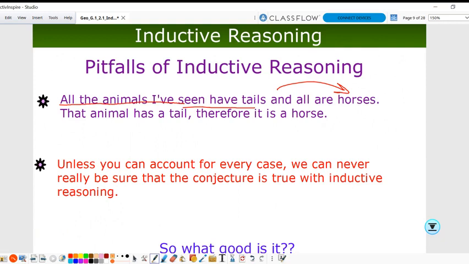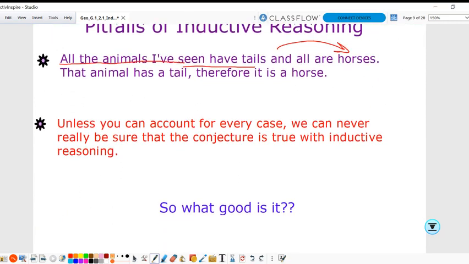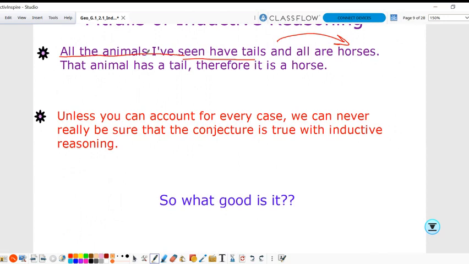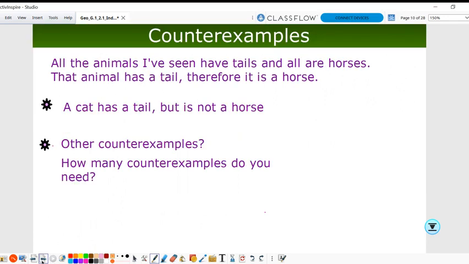So you have to be careful about using inductive reasoning for everything. Unless you can account for every case, you can never be really sure if this conjecture, this observation from a pattern, is true using inductive reasoning. So what's the point of even knowing what inductive reasoning is? We can come up with a counterexample, and so that will definitely disprove that conjecture. All the animals I've seen have tails and all are horses. That animal has a tail, therefore it's a horse.